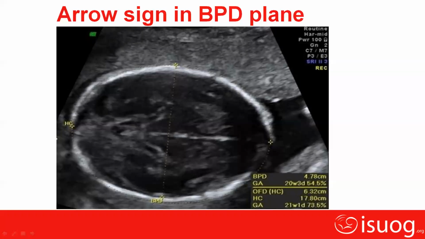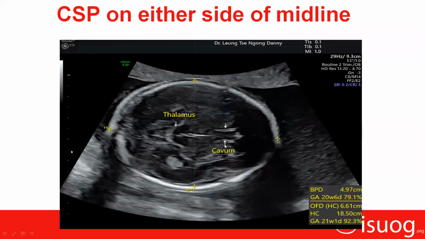I think everybody can understand what are the things to be seen in the BPD plane. So this is the thalamus, and these are the two parallel lines in the midline. These are called the cavum septum pellucidum. And if we are seeing the cavum septum pellucidum, that means holoprosencephaly is excluded. So cavum septum pellucidum identification is also very important in the thalamic plane to rule out any holoprosencephaly.